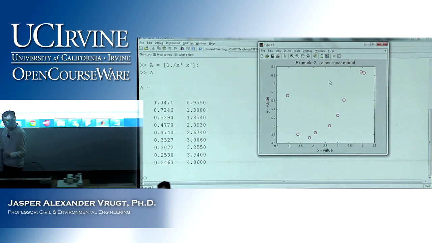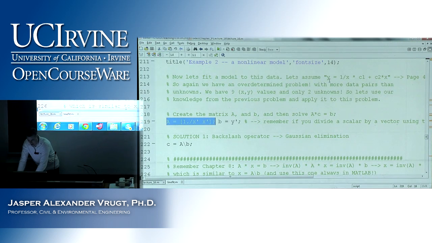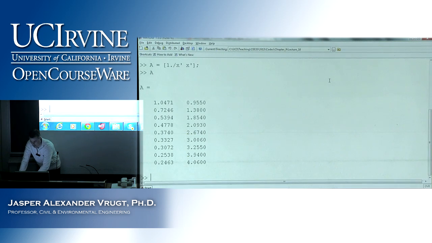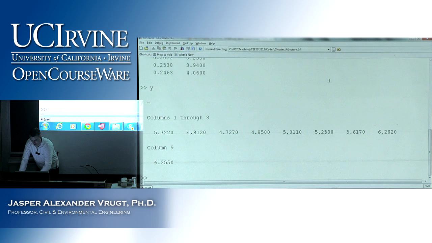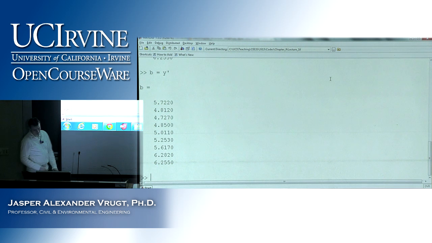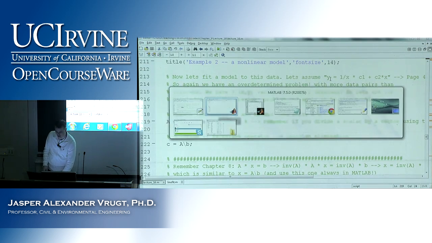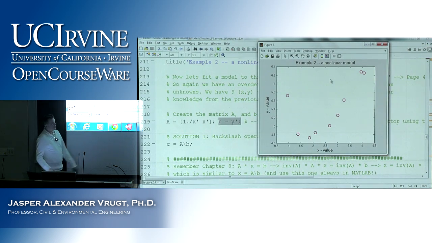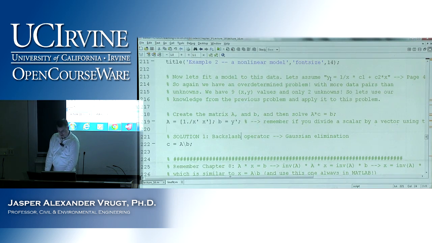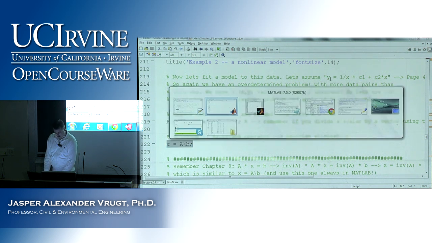So we have A. Now A is typically the hardest part. Now we know that B are simply our measured y values. B again is horizontal, and we know that B needs to be vertical. So now I have A and B. B are my corresponding y values, just the y values.